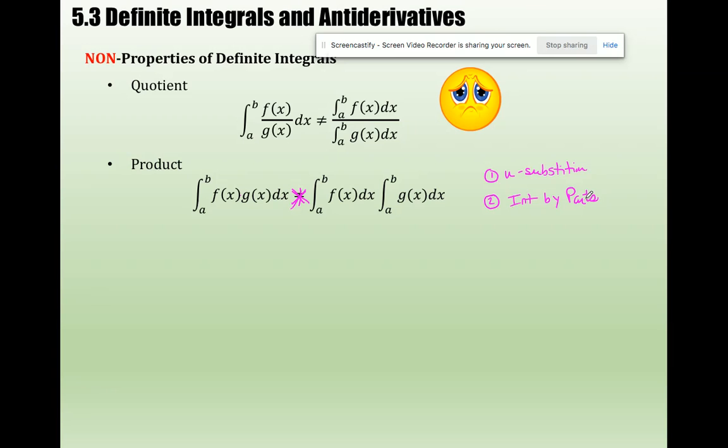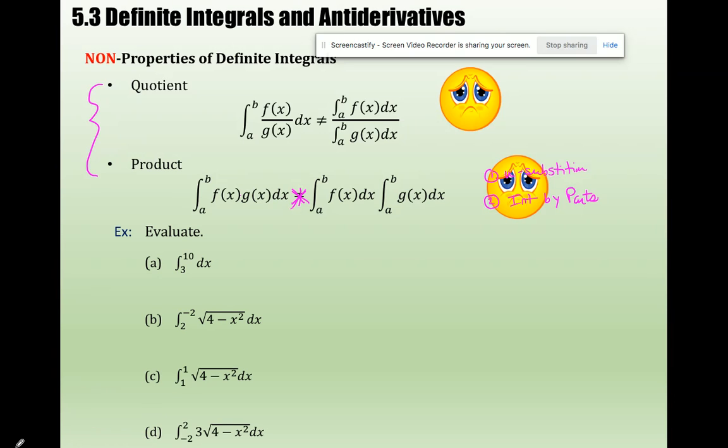But neither one of them always works for an integral of a product, which is why there is no product rule. If there was a rule, it would work every time I had a product. There is no rule. AP will test you on this knowledge, and I'll show you how in our handout practice. That makes me sad.